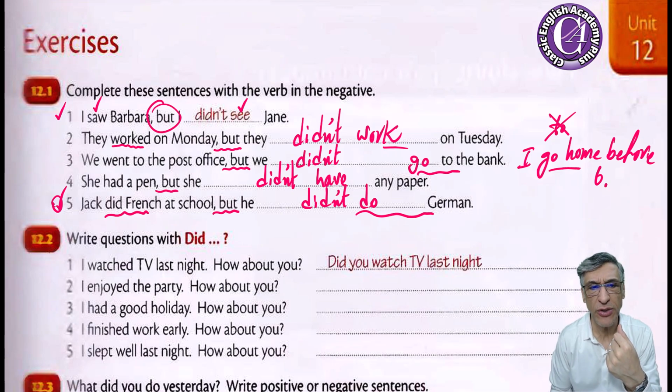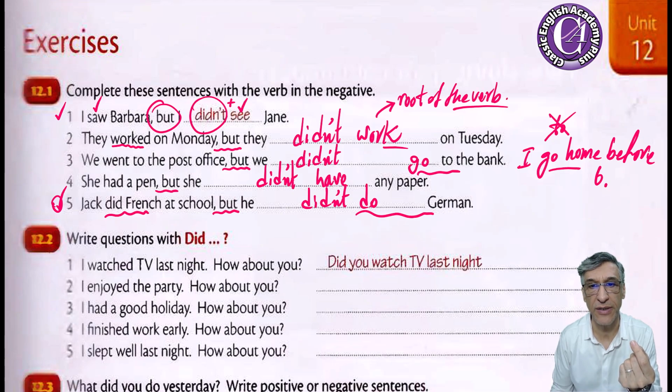Okay, why do we have didn't do, and how is that? Because it is negative, and when we have the negative helping verb, we always use the root of the verb. Yes, that is it. This is the root of the verb. The root of the verb means the first part of the verb. Here we have the first part of the verb.